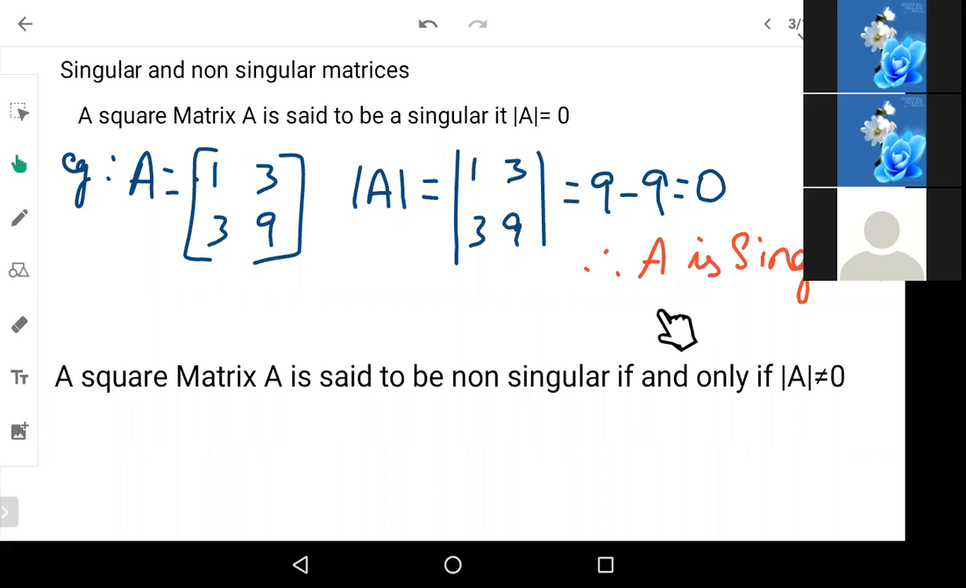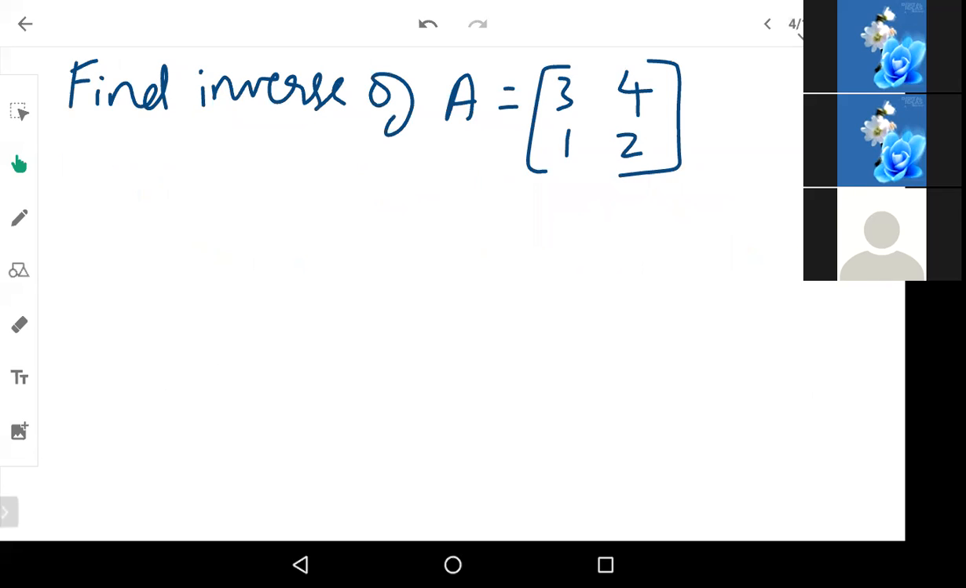Okay, and any matrix where determinant A is not equal to 0 will become a non-singular matrix. So the first condition for you to check is that the determinant value of a matrix should not be equal to 0. Now let us straightaway get into the problem for you to understand the concept much better.